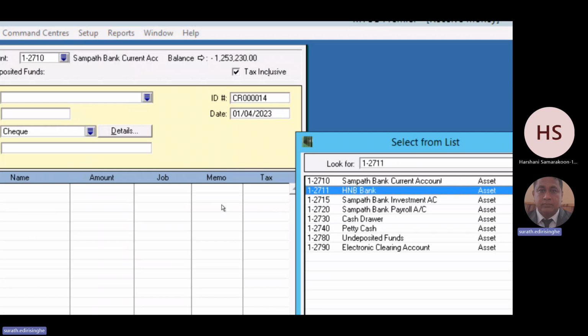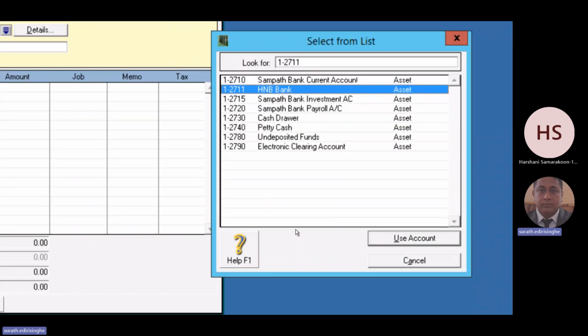HNB loan is not given to the Sampath current account. They asked to open the current account or whatever the investment account, and that amount is credited to here. That is the banking procedure. Normally banks do not permit people to deposit into another bank's account because of promoting their own accounts. Right. Select on this.